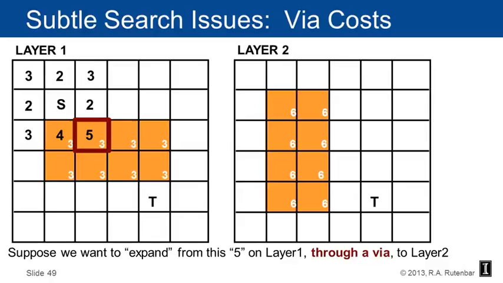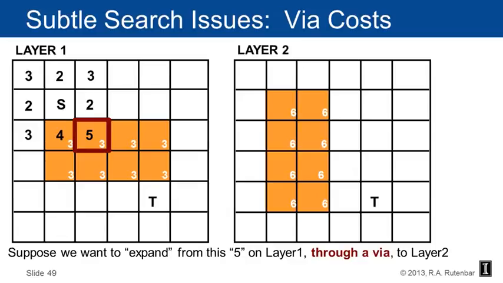So I've got basically the same scenario from the previous slide where the source expanded, and there were some 2s to the west and the north and the east, and a 4 to the south, and then there were some 3s in a diamond around that, but this 5 to the south and the east of the source. And suppose that 5, the big red square, wants to expand to layer 2. So I've got another 6 by 6 grid on the right side here.